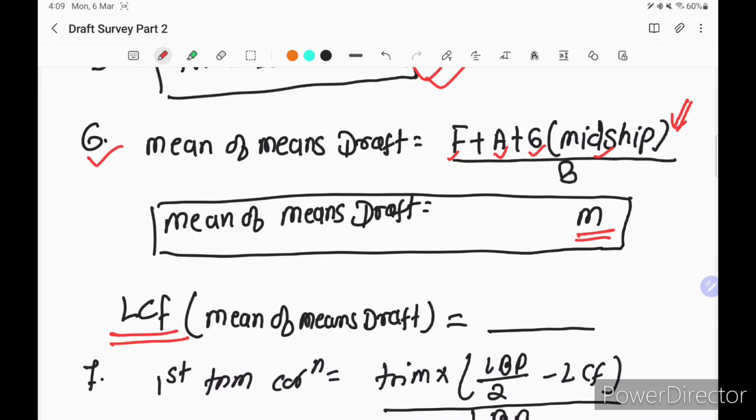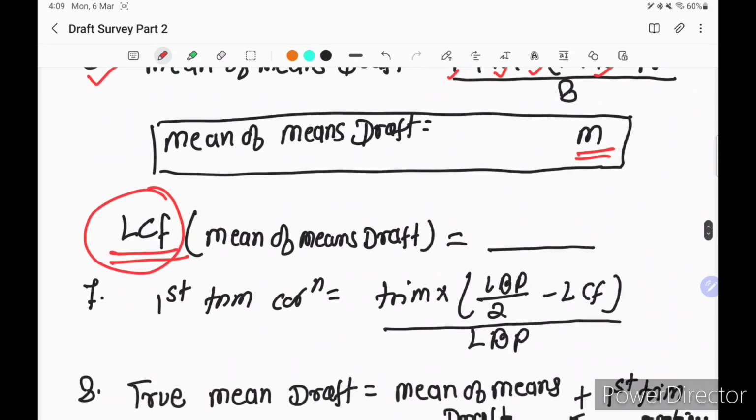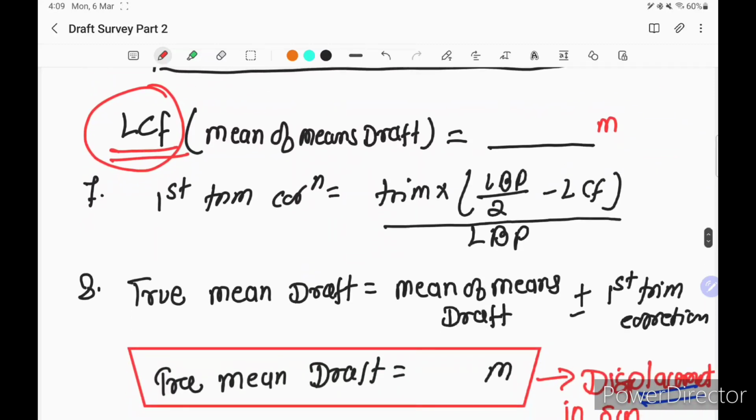Now whatever value you get, go to the ship's particulars and calculate the LCF, longitudinal center of flotation, which is required for the first trim correction. So you calculate the LCF from the ship's particulars. Then we move to step 7, first trim correction. The formula is first trim correction equals trim into LBP divided by 2 minus LCF, divided by LBP. Keep this formula by heart.